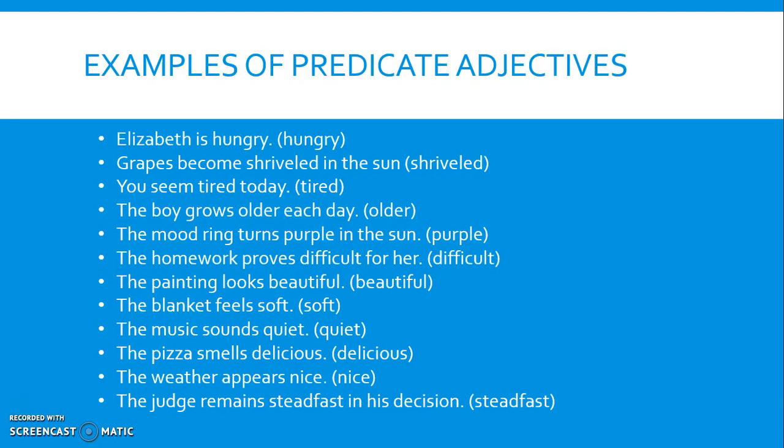Some examples of predicate adjectives. Elizabeth is hungry. Hungry is your predicate adjective. Grapes become shriveled in the sun. Shriveled is your predicate adjective, and I will let you read through the rest of these all by yourself. You certainly do not need me to read them to you. What I do need you to do is to choose two and write them as examples underneath your definition of a predicate adjective. So do that now, please. Thank you.